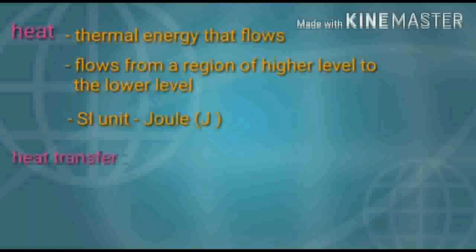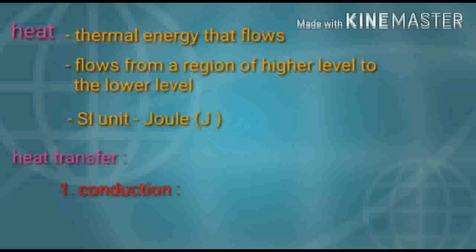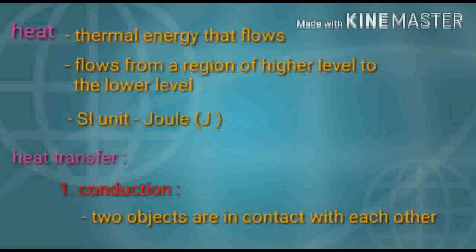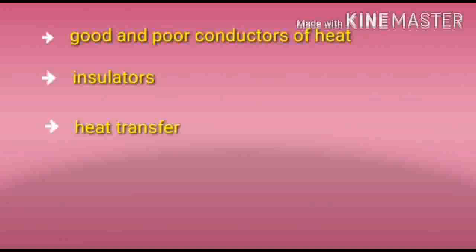Next one is heat transfer. There are three main ways of heat transfer. They are conduction, convection and radiation. In the last class, we discussed conduction. Conduction occurs when two objects at different temperatures are in contact with each other. Today, we are going to learn about good conductors and poor conductors of heat, what is an insulator, and the other two ways of heat transfer, that is convection and radiation. Let me discuss it.